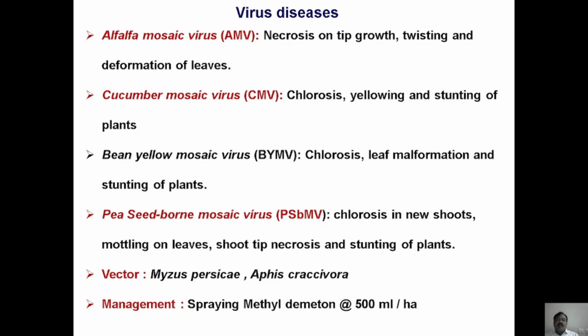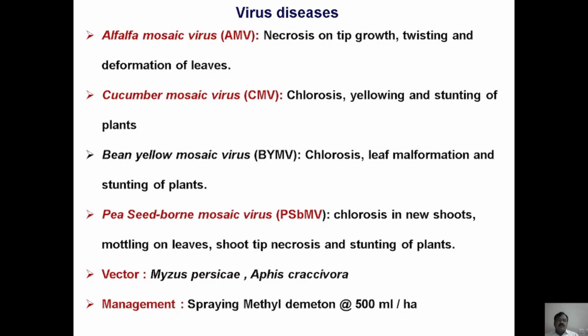The bean yellow mosaic virus also causes chlorosis, and it causes leaf malformation besides stunted growth of the plant. And then pea seed-borne mosaic virus causes chlorosis on the new shoots and a mottling pattern on the leaves and shoot tip necrosis, like that of alfalfa mosaic virus, and causes stunted growth of the plant.